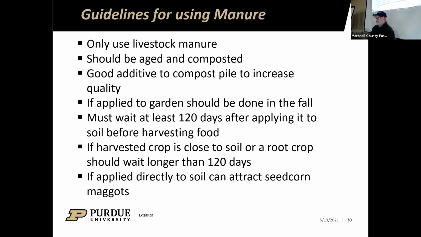If applied directly to the soil, manure can attract seed corn maggots if it's applied in the spring. That's another reason to apply it in the fall. If the seed potatoes are in the soil and they're not growing rapidly, the seed corn maggots can devastate that crop, as an example.